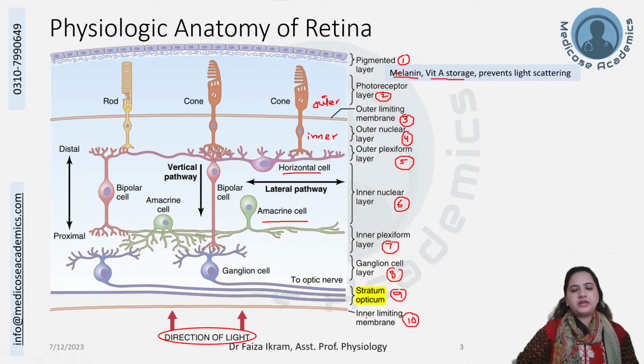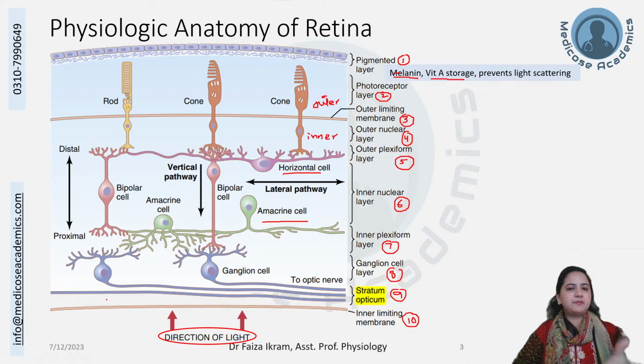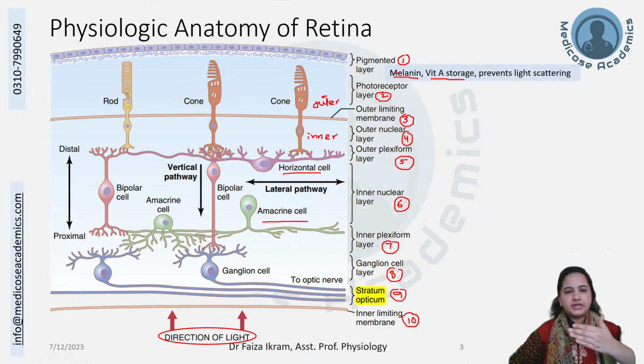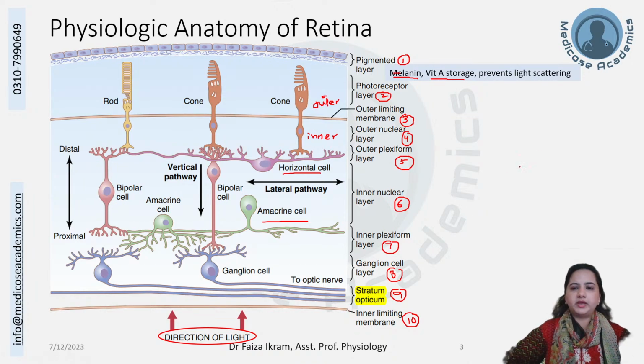The inner limiting membrane is composed of the glial cells, Müller cells, which are responsible for holding the neural elements of retina together in place. This is the limiting membrane which separates the neural retina from the vitreous humor.